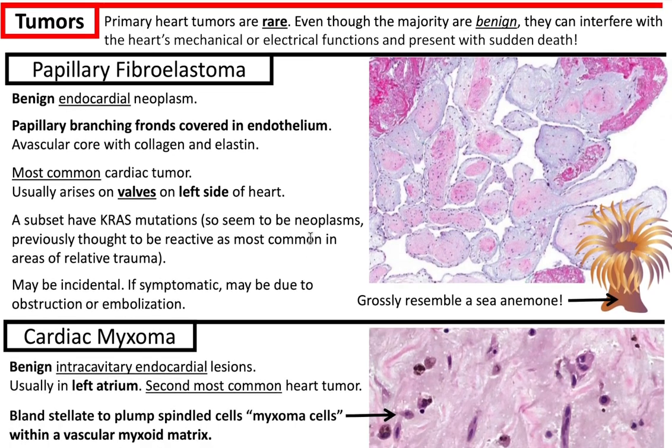Tumors are rare. Most common tumor is papillary fibroelastoma. That looks like a sea anemone. You'll have papillary branching fronds covered in endothelium. Usually arises on valves on the left side of the heart.